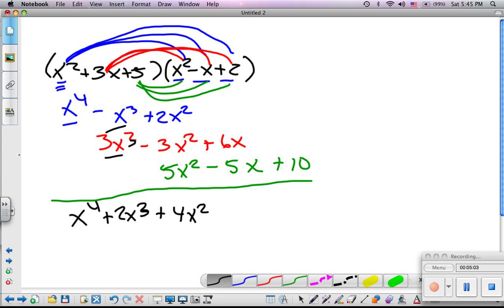Plus 6x minus 5x is going to be a plus x and a plus 10. Okay, so that works even if we have 4 terms in here, or 5 or 6, and it works for anything. So this is the general method and the one that is preferred.